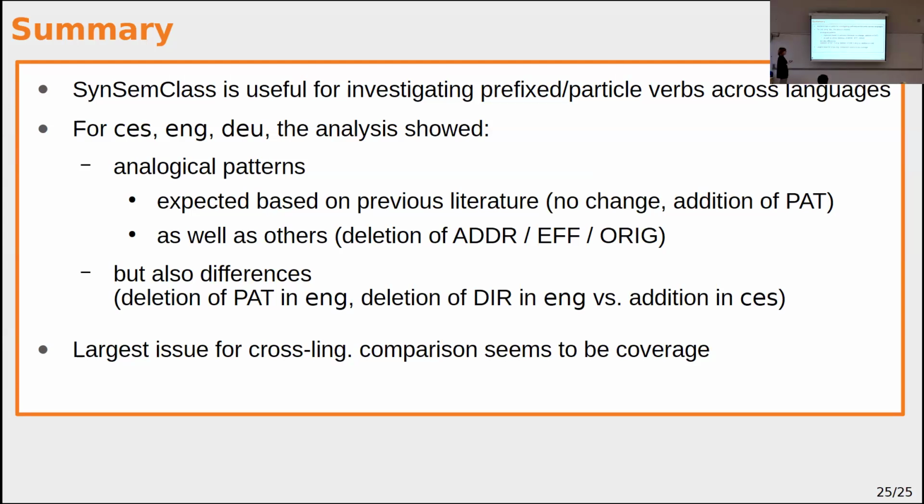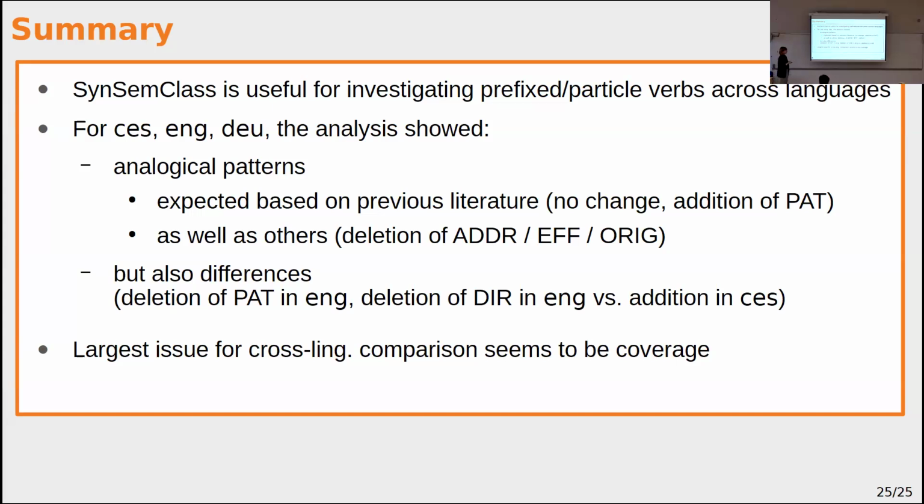Then the analysis showed that for the three languages under analysis, Czech, English, and German, there are some analogical patterns that the data revealed. Some of them are expected based on the previous literature. So these are the cases where there is no change in valency or the addition of the patient argument, which is expected under the resultative analysis. And there are also analogical patterns that were not discussed in previous literature because it focused mostly on the patient argument. And these are namely the deletions in the third valency slot, so addressee, effect, and origin.